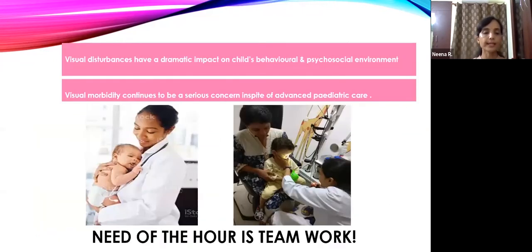So to conclude, I'd like to say that visual disorders may have a dramatic impact on a child's behavioral and psychosocial environment. So in spite of advanced pediatric care, visual morbidity continues to be a serious concern, and the need of the hour is teamwork.